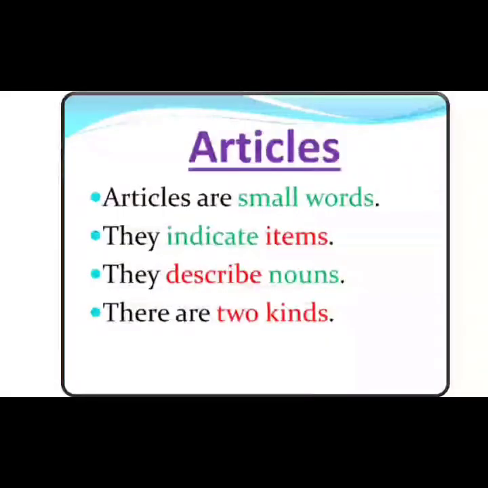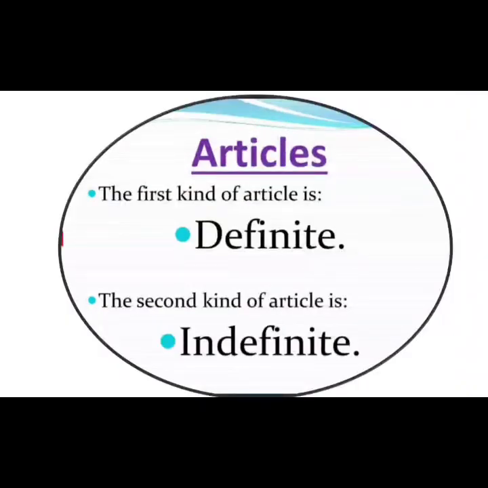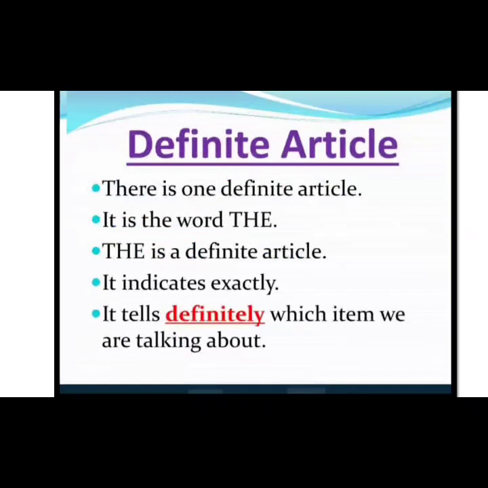What actually are articles? Articles are small words. They indicate items. They describe nouns. They are of two kinds. There are two kinds of articles. What are they? The definite articles and the indefinite articles.